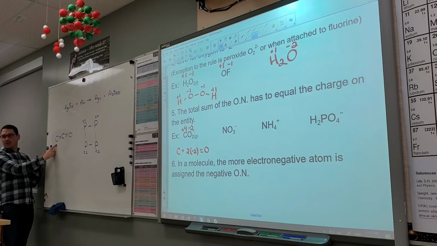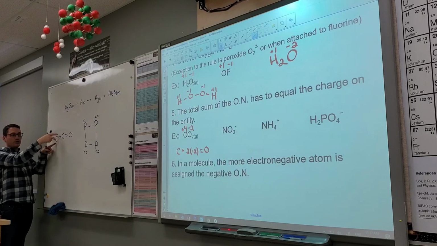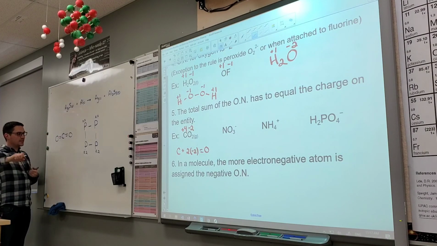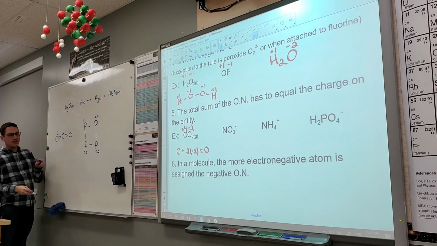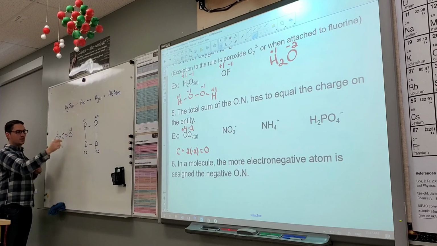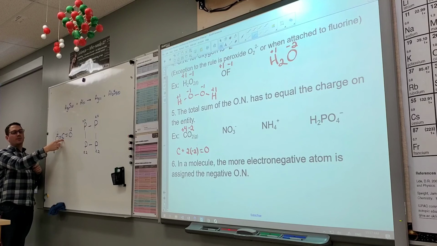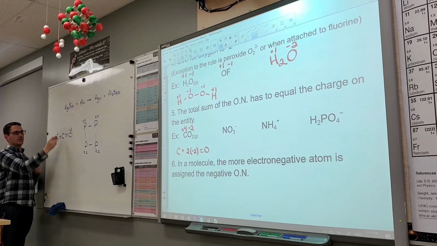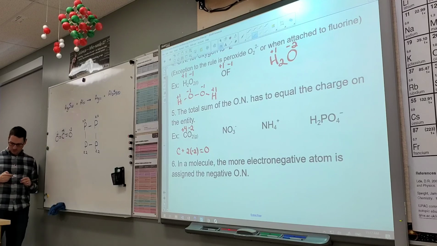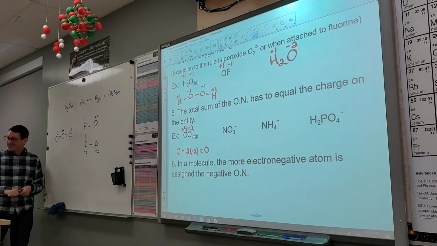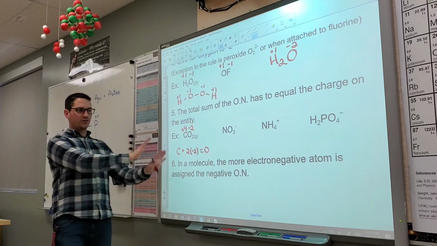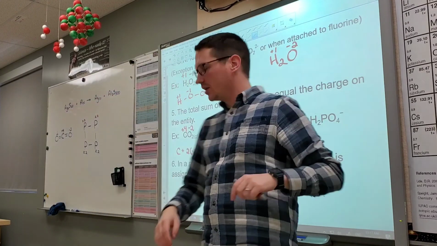This oxygen is stealing 2 electrons from the carbon, right? So it's stealing 2 electrons. This oxygen is stealing 2 electrons. So this carbon had 2 stolen that way, 2 stolen that way. So what's its oxidation state? +4. Okay? Is that all right? So the structure will kind of help you, but you don't even have to look at the structure. You can just look at the formula and figure it out.